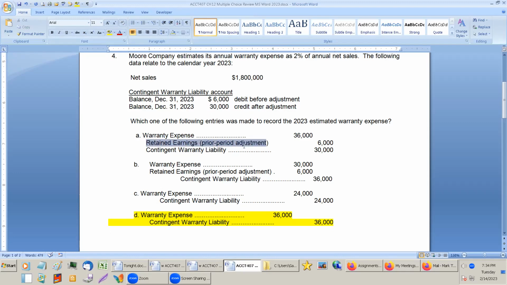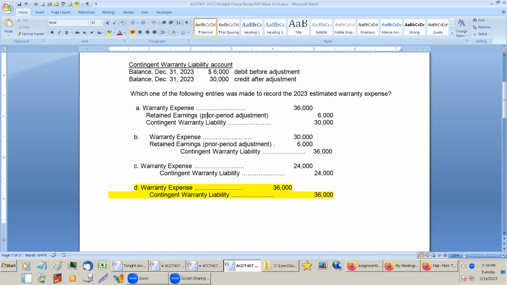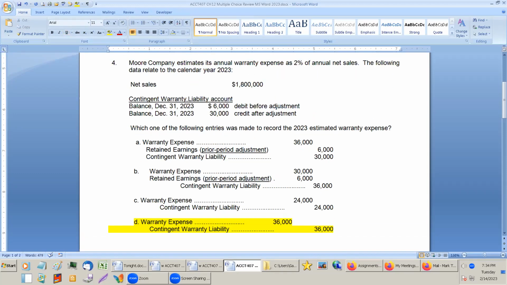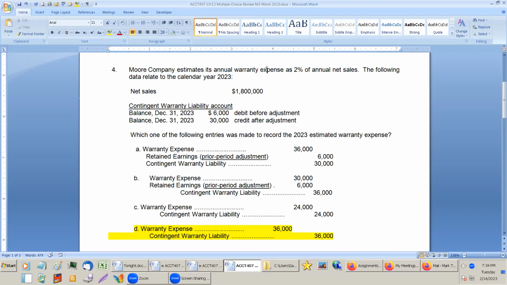If you recall from our journal entries, we didn't do any of these. A prior period adjustment is basically done if there's an error. That's when you do the prior period adjustments. There isn't an error here, it's just 2% of the annual sales. And if you look at this account, it's a little bit tricky in that it had a debit balance, which means it was negative.